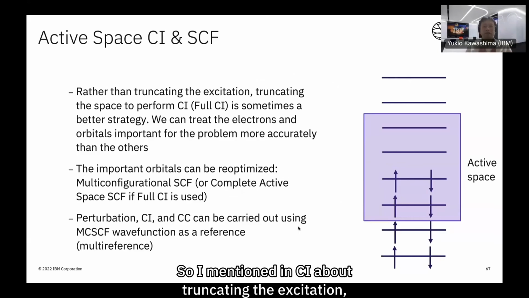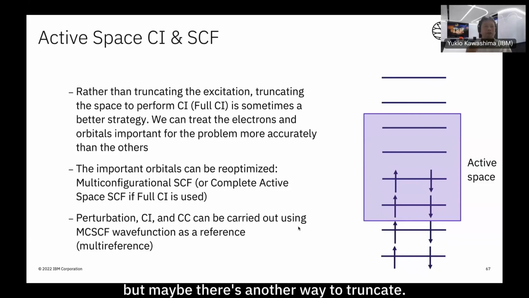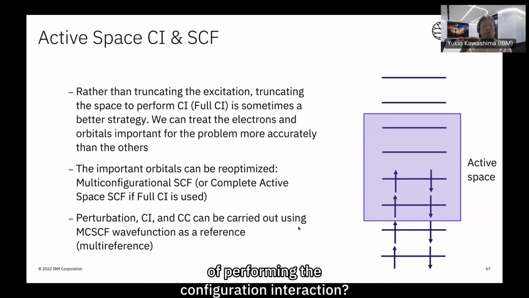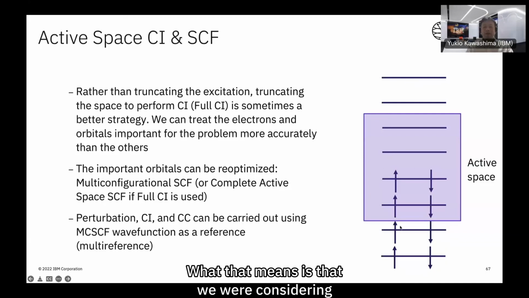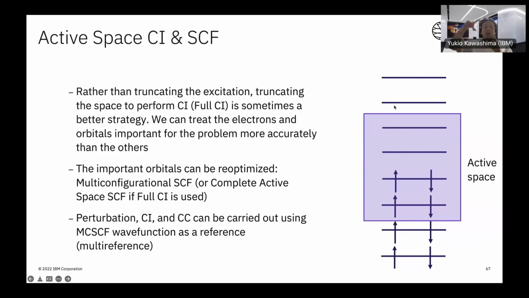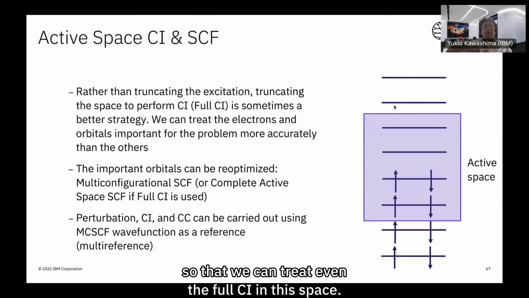So I mentioned in CI about truncating the excitation. But maybe there's another way to truncate. Why don't we just truncate the space of performing the configuration interaction? What that means is that we were considering all electron excitations in all the orbital space, but we were reducing the number of excitations. But rather than reducing the number of excitations, we could just make the space smaller so that we can treat even the full CI in that space.